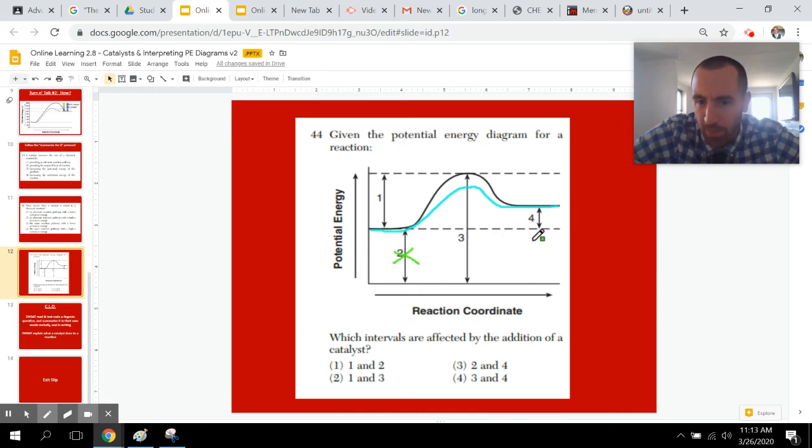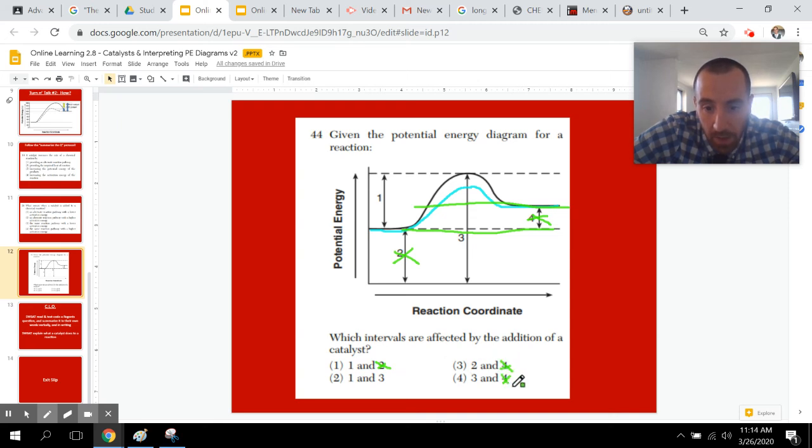Number 4 represents, ask yourself, what does 4 represent? 4 represents the delta H. That is your delta H here, and that also is not going to change because you're starting and ending at the same place. So arrow number 4 doesn't change either. So 2 doesn't change, 4 doesn't change, so we can get rid of those.